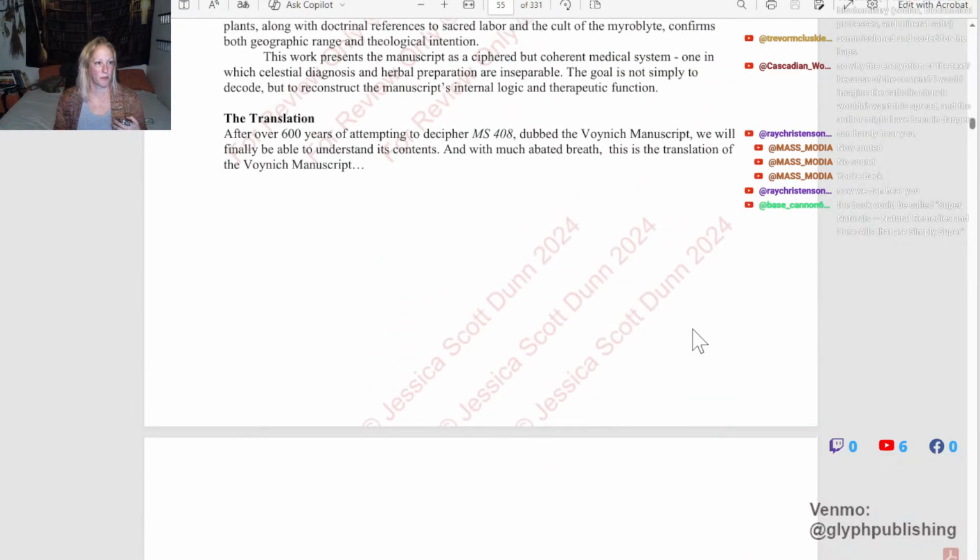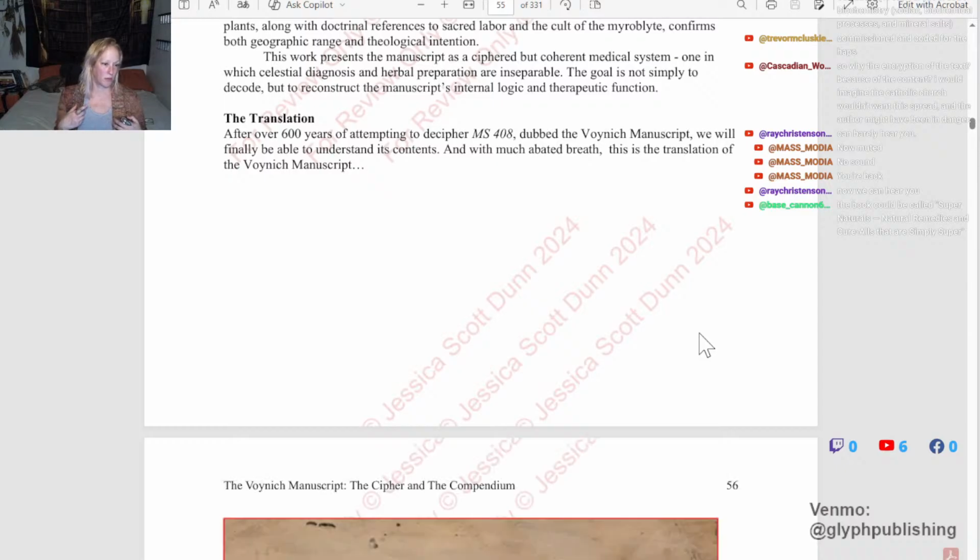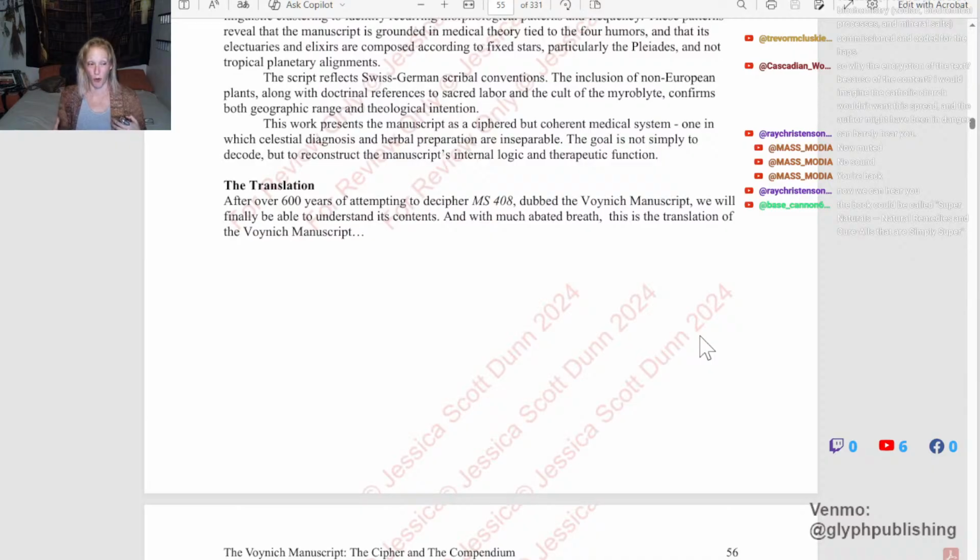Okay, so I like reading this little section because it gives it a drum roll. All right, so after over 600 years of attempting to decipher MS-408, dubbed the Voynich Manuscript, we will finally be able to understand its contents. And with much abated breath, this is the translation of the Voynich Manuscript.